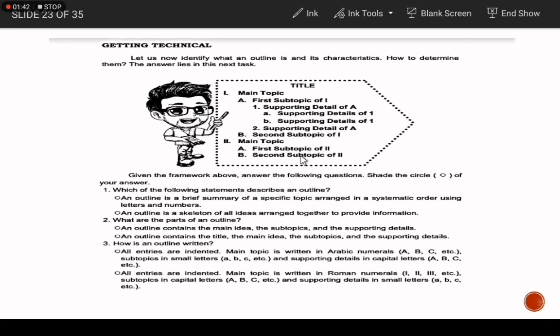Now, looking at this framework, let's answer the following questions. Which of the following statements describes an outline?